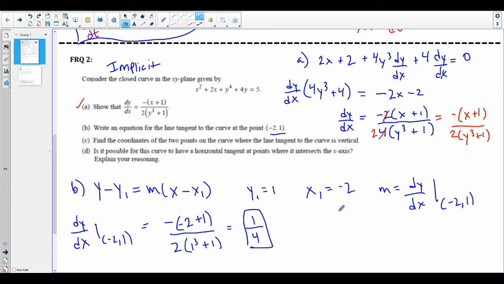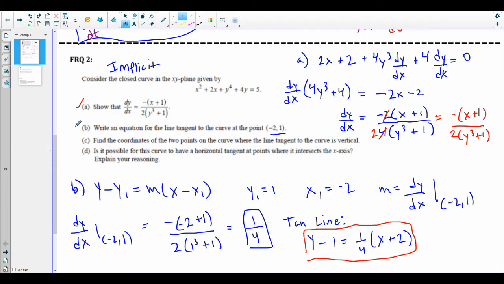So there's our slope. Our tangent line equation should be y minus y1 equals m times x minus x1. And that's it. Part B done.